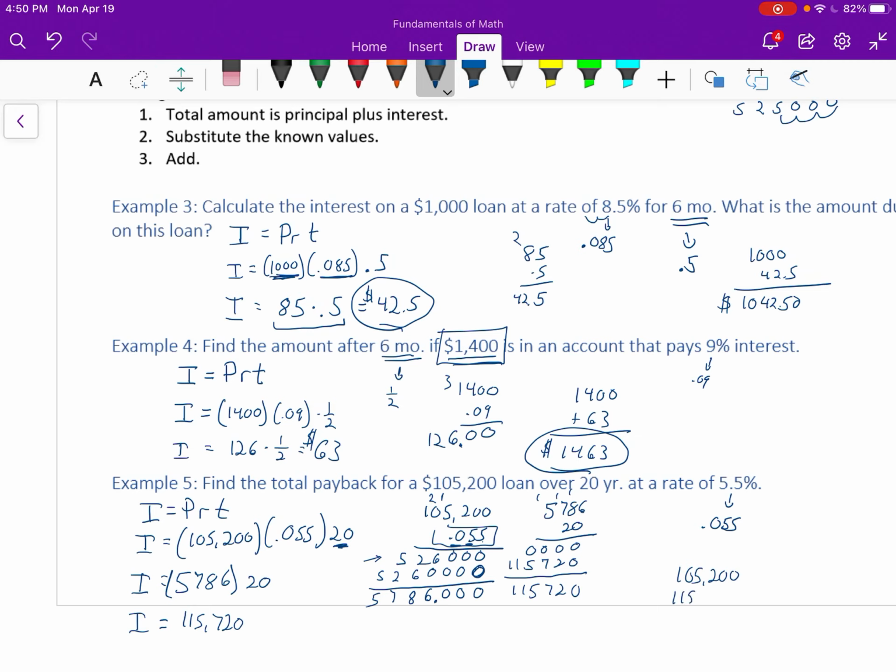We need to take the original and add the interest. Well, the interest is actually even more than the original. 115,720. We're going to add those together. So the total payback, $220,920. And there we have it. So that's using percents when working with simple interest.